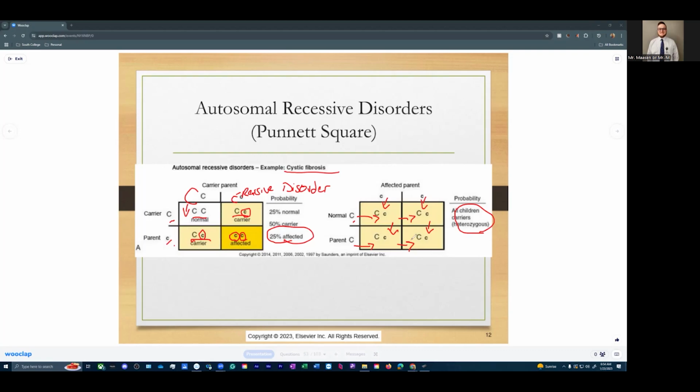Not that they'll be affected, but if they were to get married and have a kid with someone that was also a carrier, then they would have the 25% chance to have an affected offspring. So that's what a Punnett square is doing. So hopefully this video will explain it even better than me, because I'm not perfect for sure.